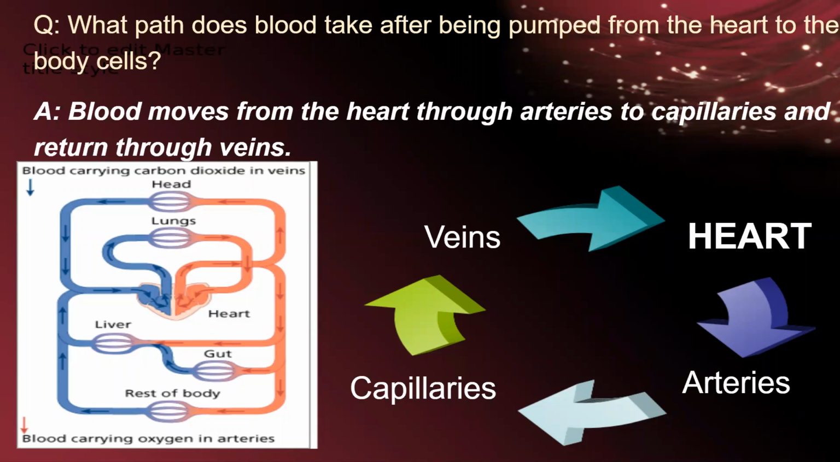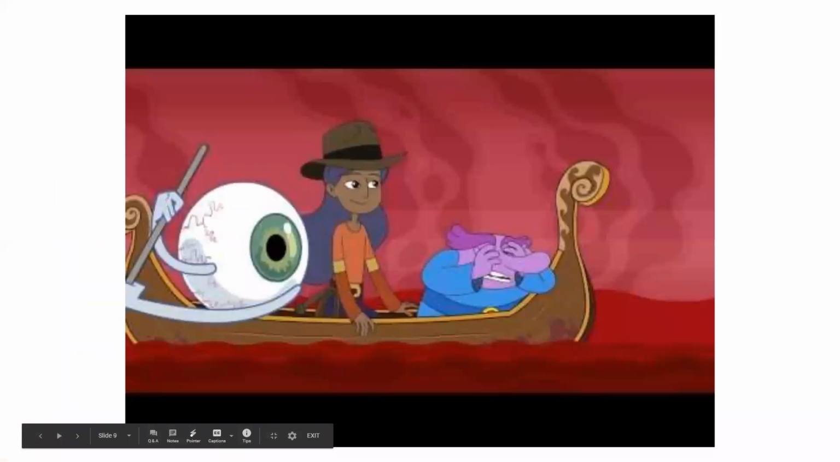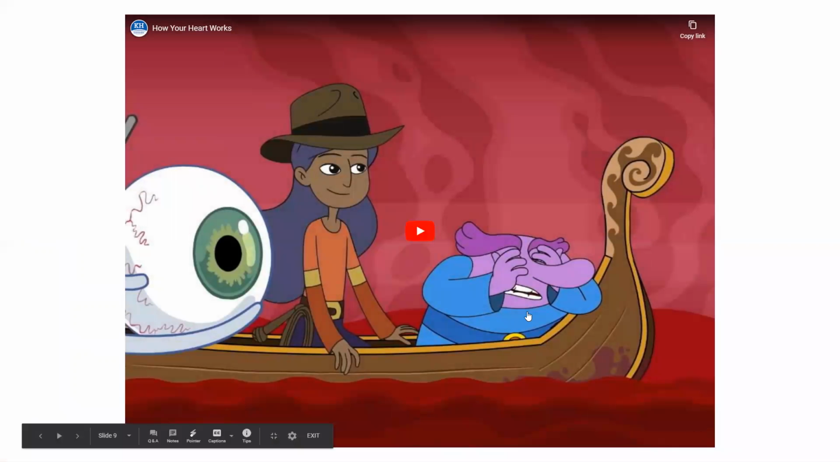So, talking about what path the blood takes after being pumped from the heart to the body cells, it moves from the heart through arteries, because remember, arteries go away, to capillaries, and then return through the veins. So you can see here, from the heart, it goes to the arteries, away, capillaries, veins, and back. It's like a big circle, like the circulatory system, circulatory circle. Hey, we're going to watch a video about the heart.